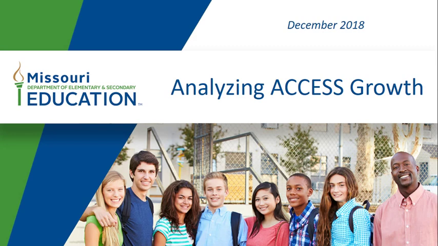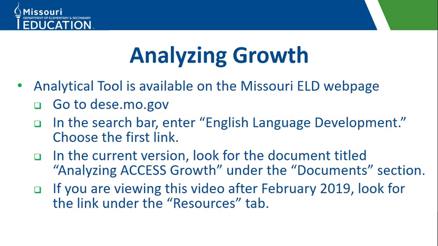This video will be about analyzing your ACCESS growth from 2017-2018 using a new tool available on the DESE website. To access this tool, you go to the Missouri ELD webpage. The easiest way to get there is to go to the main DESE site, dese.mo.gov, type in English Language Development in the search bar, and it should be the first link. In the current version of this web page, you can look for the document titled Analyzing ACCESS Growth in the Document section. And if you're viewing this video after February 2019, look for the Resources tab. We are in the process of redesigning this web page.